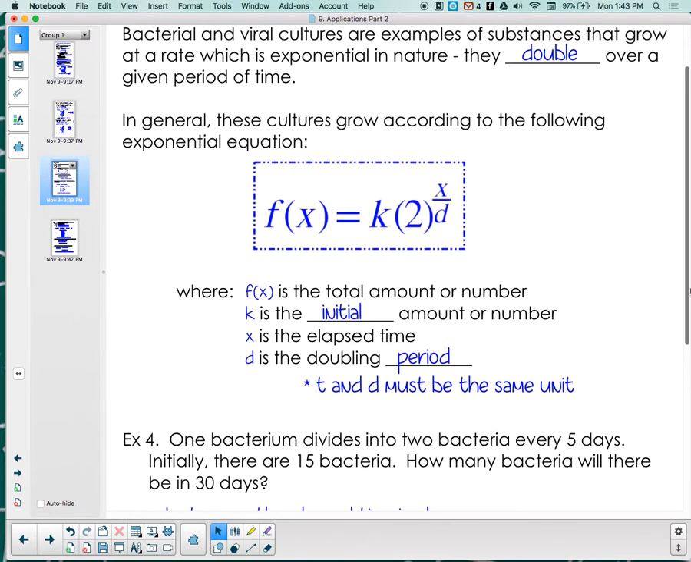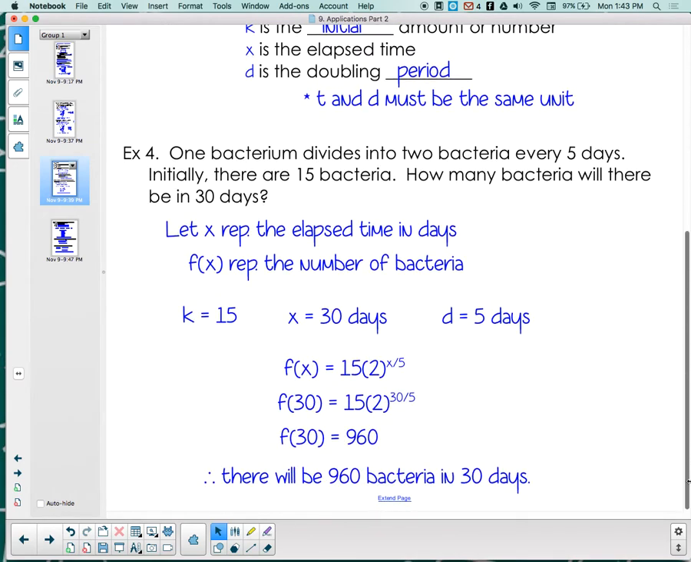Let's do a question. Here we have one bacterium divides into 2 bacteria every 5 days, doubling period. So initially there are 15 bacteria. How many bacteria will be there in 30 days? I let x represent the elapsed time in days. F of x is going to represent the number of bacteria present. I initially start with 15, so that's k. x is the 30 days we're calculating, and d is the 5 days that the doubling period is.